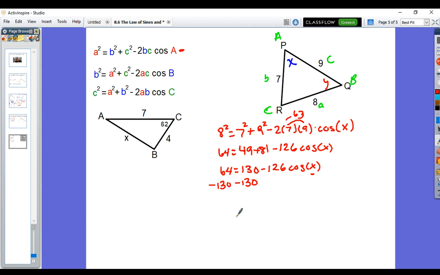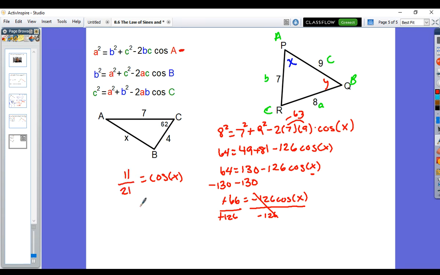When doing so, you end up getting negative 66 equals negative 126 cosine of x. Again, to get x by itself, we have to get cosine by itself. To do so, we divide both sides by negative 126. Over here it cancels out, leaving me just cosine of x. On the other side, the negatives cancel each other out, so you get positives, and 6 goes into both. The top gives you 11, and the bottom gives you 21.